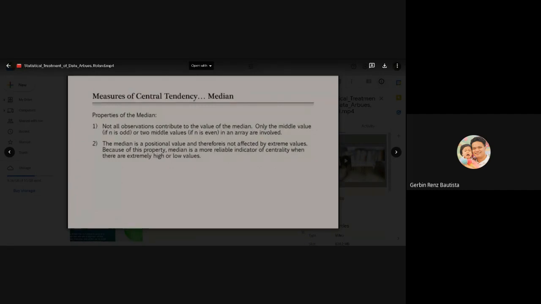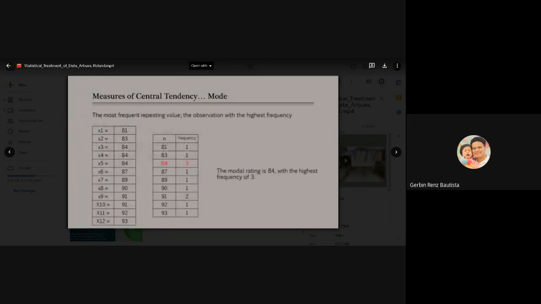Two of the properties of the median are: one, not all observations contribute to the value of the median. Only the middle value if the sample size is odd, or two middle values if the sample size is even in an array are involved. Next, the median is a positional value and therefore is not affected by extreme values. In example 2 given earlier, even if the lowest rating is 75 or the highest rating is 99, the median is still 88. Because of this property, it is a more reliable indicator of centrality when there are extremely high or low values.